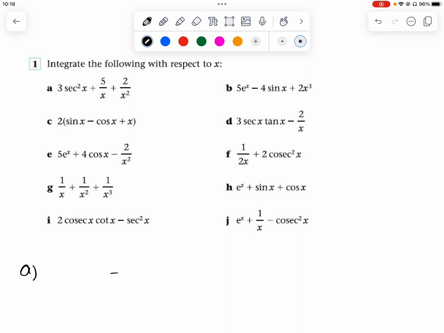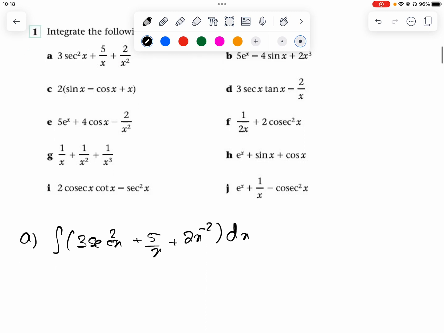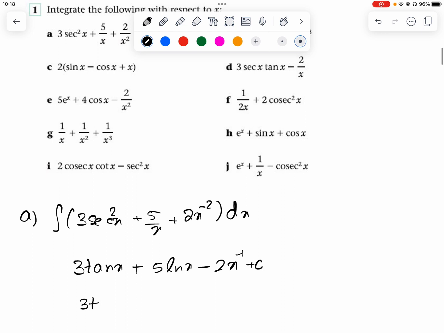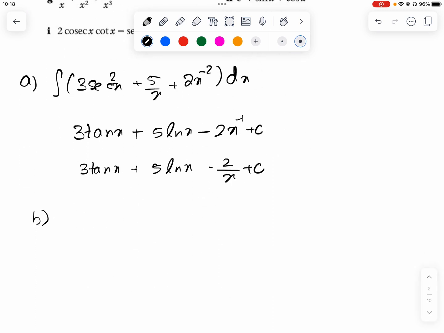Integral of 3 secant square x plus 5 upon x plus 2x power negative 2 dx. So how am I going to write that one? It becomes 3 tan x plus 5 ln x minus 2x power negative 1 plus c. So it becomes 3 tan x plus 5 ln x minus 2 upon x plus c. That is the first one. Coming to the second one, integral of 5 e power x minus 4 sin x plus 2x cube dx.